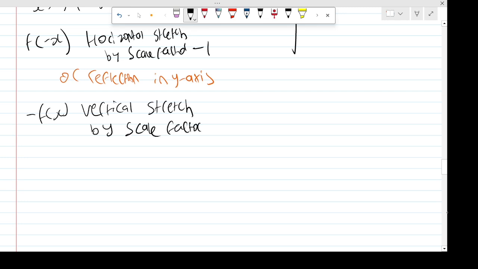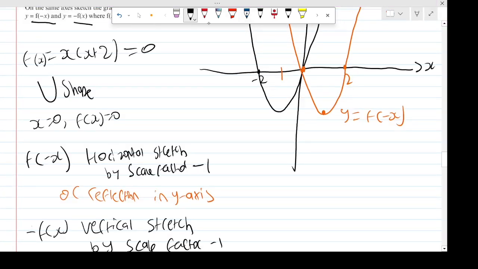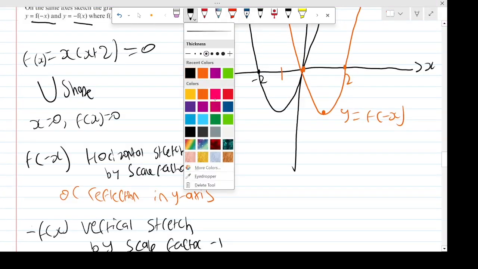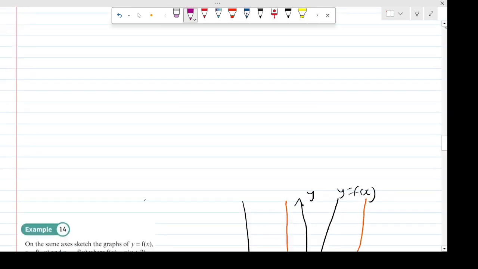Well, -1, right? Because you do what you expect. You multiply by -1, that's what happens. Okay. So again, I'm going to pick some points on the original black curve, and they're going to flip the y values, right? So let's have a look.